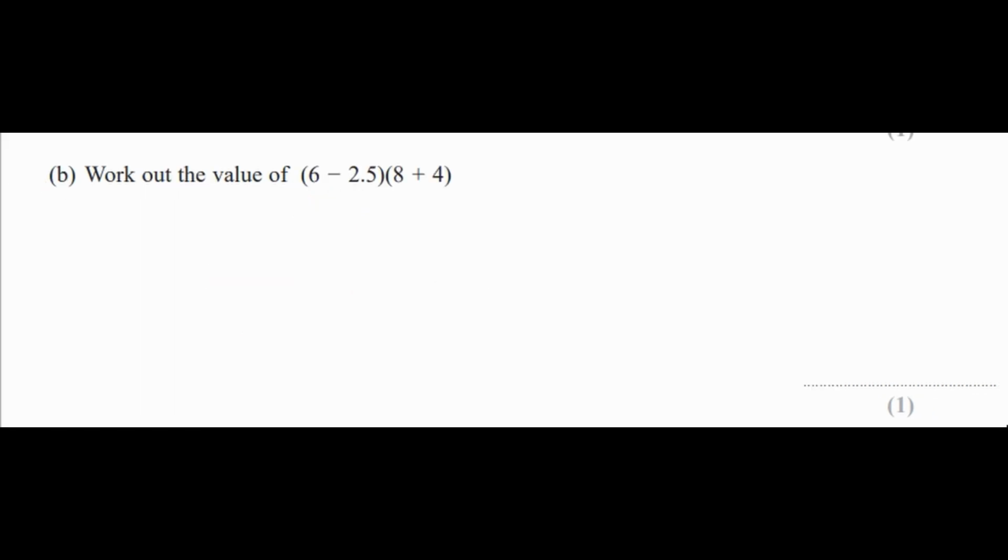Part B wants us to work out the value, and we've got 2 sets of brackets with numbers inside them. So what we are doing is multiplying the 2 brackets together. But before we can do that, we need to work out the value of each bracket. So in this bracket we have 6 minus 2.5. Well, that gives us an answer 3.5. In the other bracket, which we want to multiply by, we have 8 plus 4, so that is 12. So our calculation is 3.5 times 12, which is going to be 42.